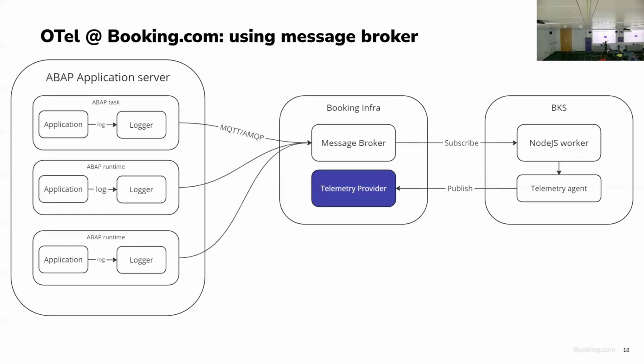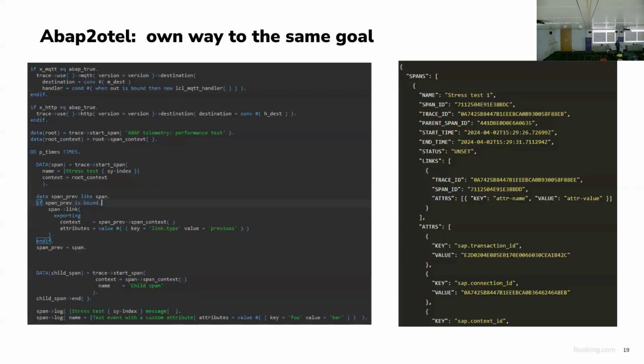Then already a set of our workers subscribe to the topic. I get the event, send it to the telemetry agent, and the telemetry agent already publishes it to the telemetry provider. So here is an example of my code, which I just showed you before.